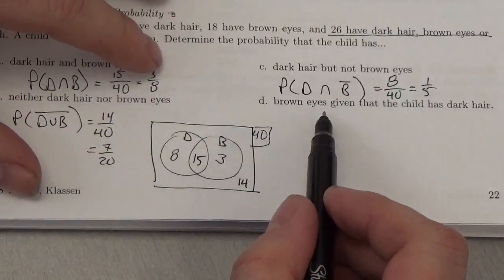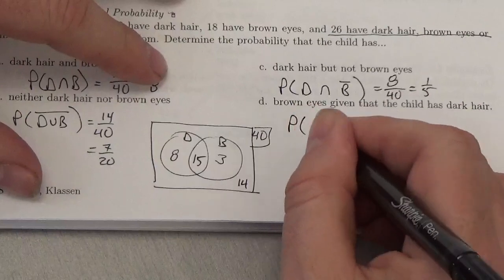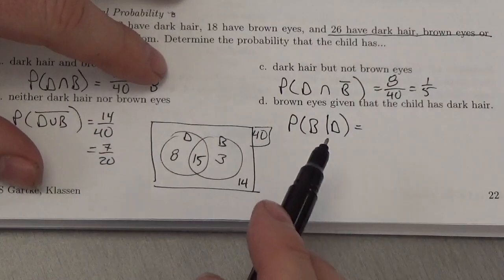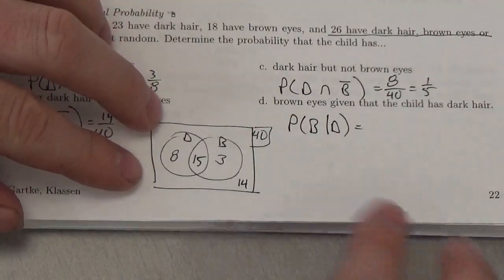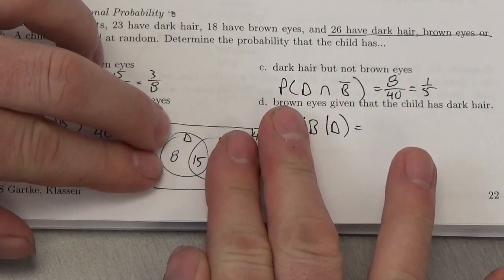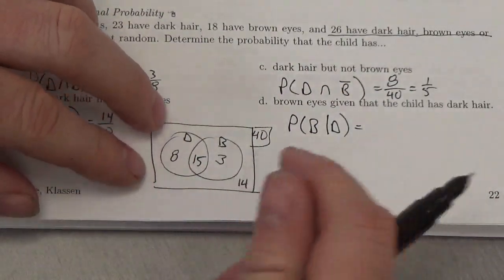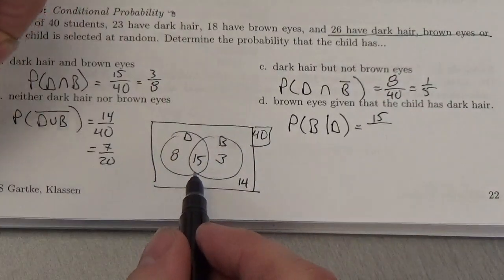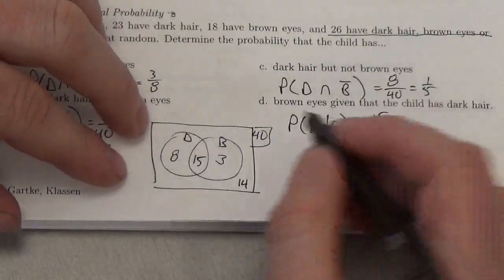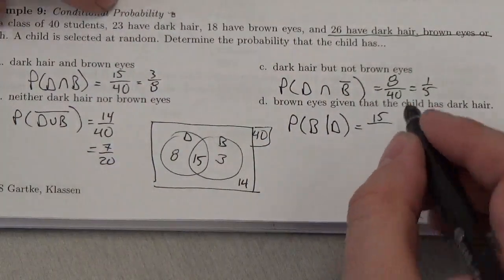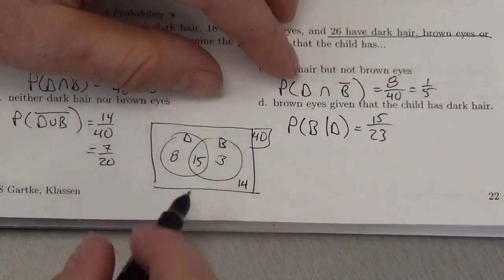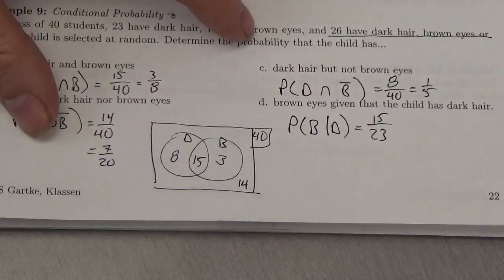And now here it is, brown eyes, given that the child has dark hair. So this is brown eyes, given that the child here has dark hair. So now what we're doing is we're looking very specifically at a certain set here. And we're only looking at this set of people that have dark hair. There are 2 subsets there. So there are 15 out of that set that have brown eyes. And for that total set, we don't even have to add them together. You're told up here there's 23. So 15 out of 23. That's the probability that someone has brown eyes, assuming that they've already got dark hair.